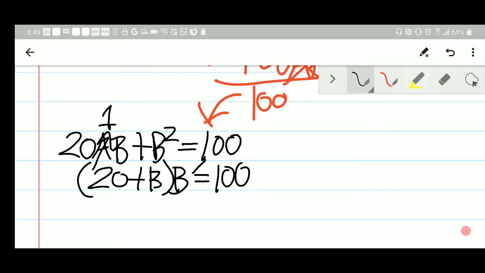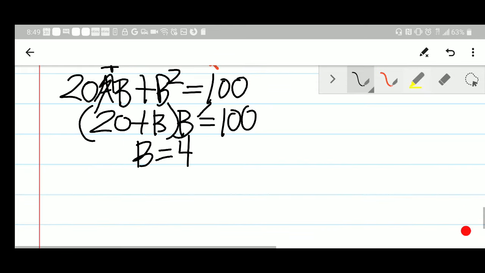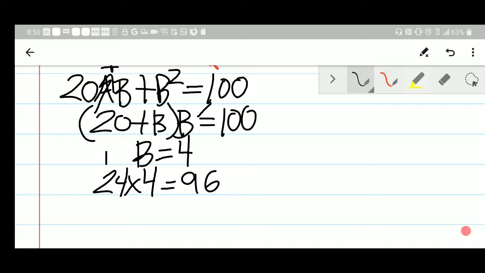2. 2 would be 44. 3, 4, okay, 5. 20 times 5 is 100. But we have this extra little b here, so that's not going to work. So we have to do 4. Okay, so b is 4. So we have 24 times 4. So 24 times 4, that's 16. Carry the 1, 2 times 4 is 8, plus 1 is 9, it's 96.